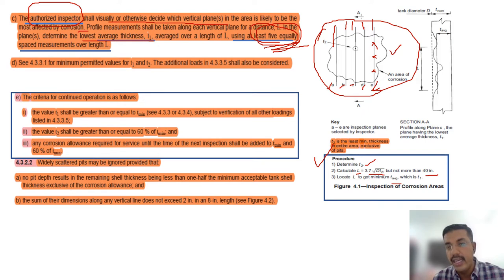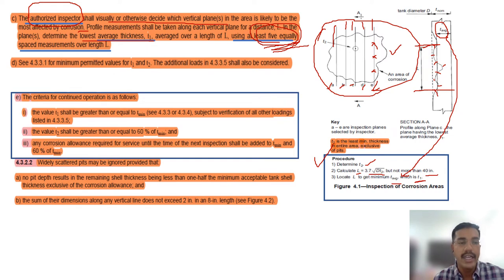This is the critical length area. So in the critical length area, this is one value, this is one value, this is one value, and so on. I have to measure all the values and divide to get the T average. So this is called T average. By this I will find the T average, which is also called T1. So this is very clear.